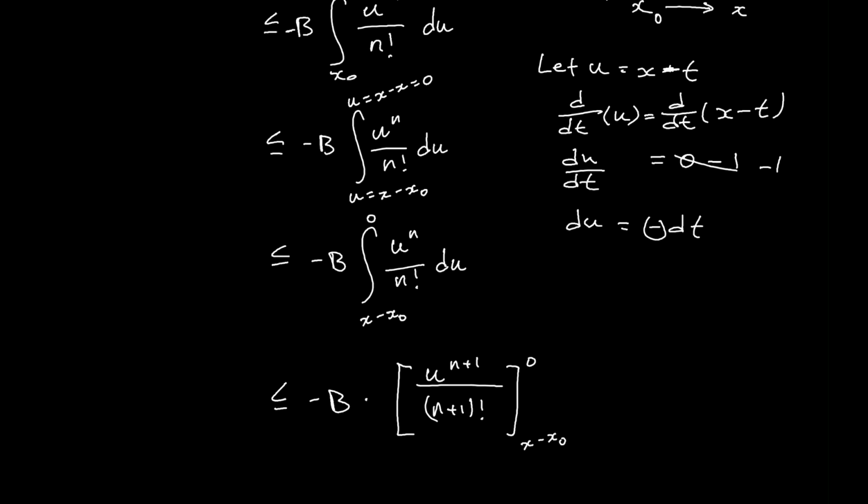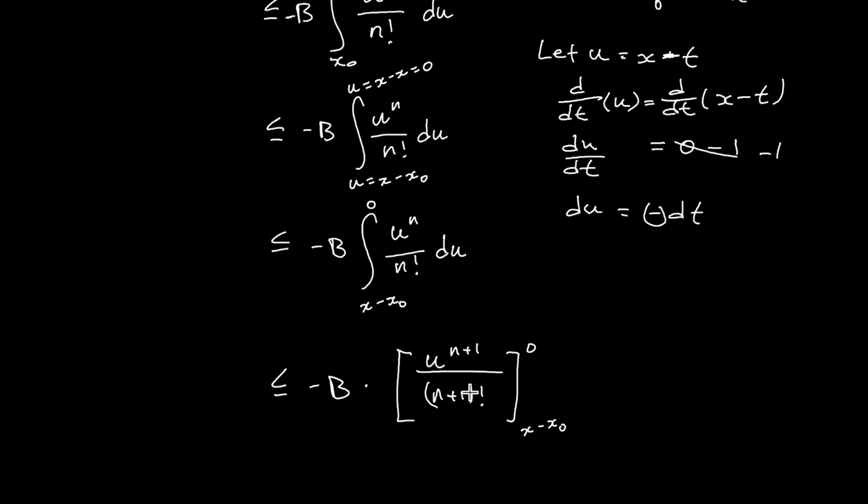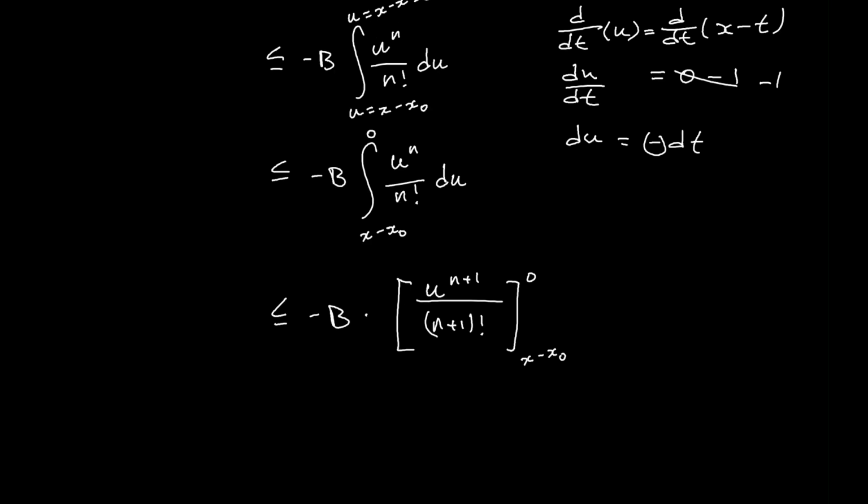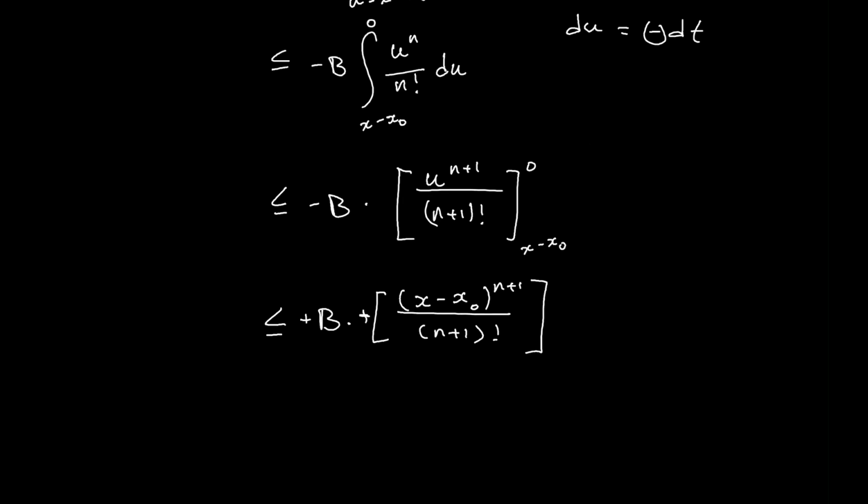Great. So I want to point out that this expression is going to be the negative of this when you substitute x minus x naught into u, because first you have to substitute 0 into this expression, and that's just going to make everything 0, minus this. So when you substitute it, you're just going to get negative b times negative x minus x naught raised to the power of n plus 1 all over n plus 1 factorial, and then the negatives cancel each other out to give positive b times x minus x naught to the n plus 1 all over n plus 1 factorial.